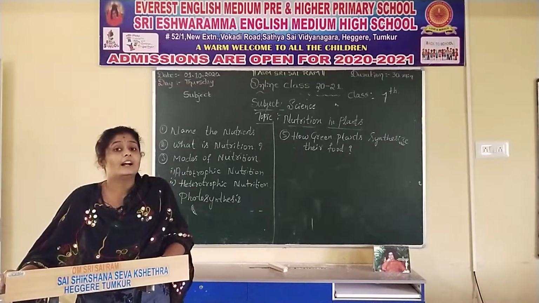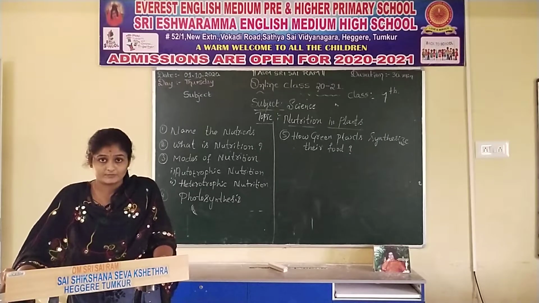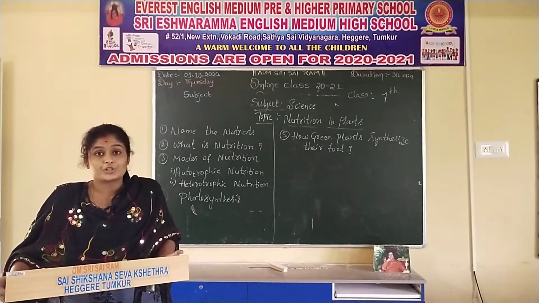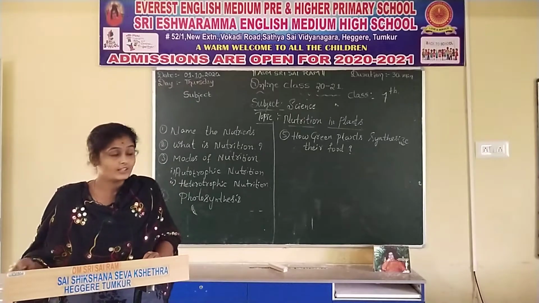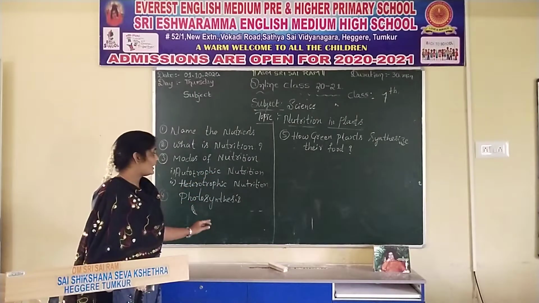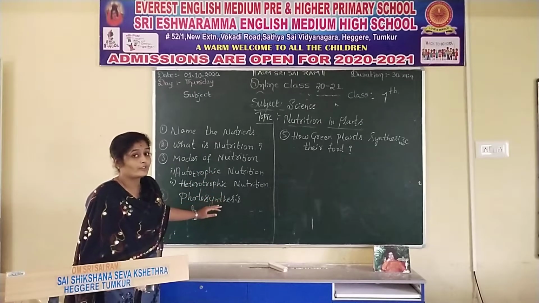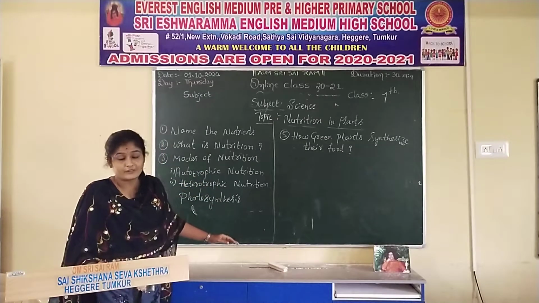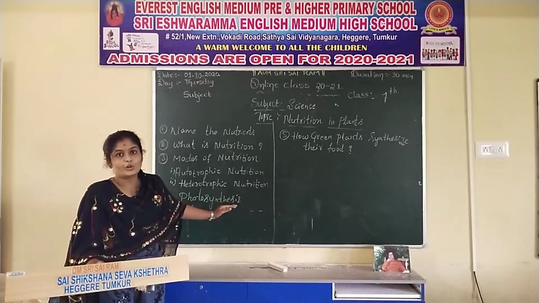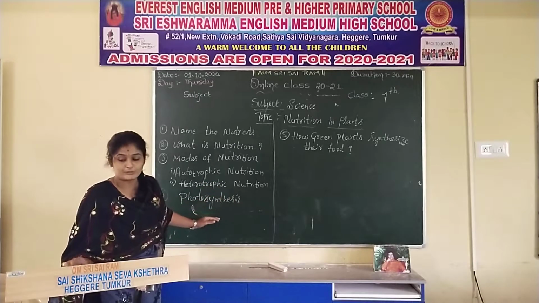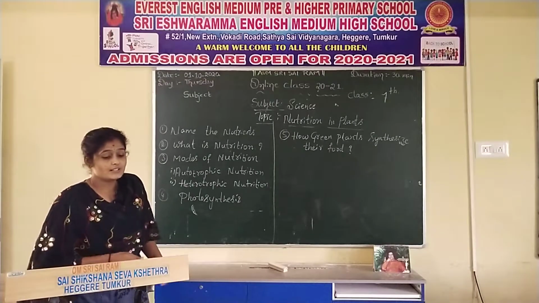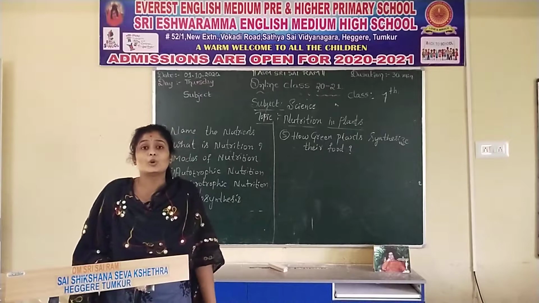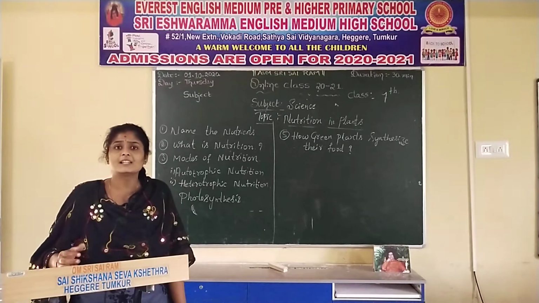Okay, now there are two modes of nutrition. One is the autotrophic mode of nutrition and another one is the heterotrophic mode of nutrition. These all are new words for you. Listen carefully. Firstly, we need to discuss the autotrophic mode of nutrition. What is autotrophic nutrition? Auto means self.